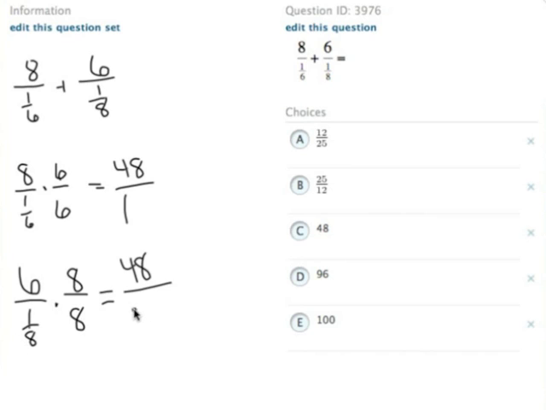8 times 1/8 is another thing. The thing times its reciprocal gives us 1. So each of these two halves of our addition problem ends up being 48. The problem itself then is, what is 48 plus 48? That is choice D, 96.